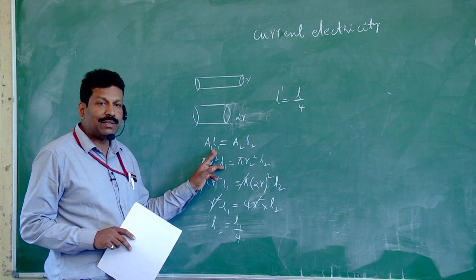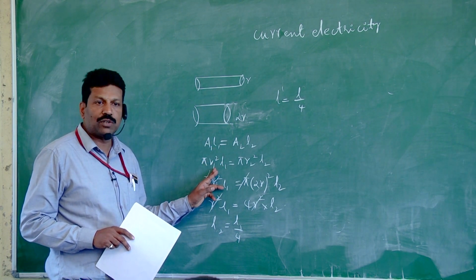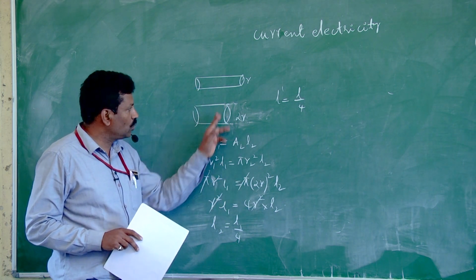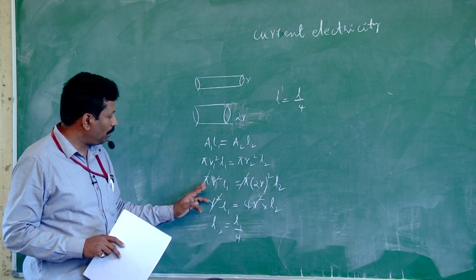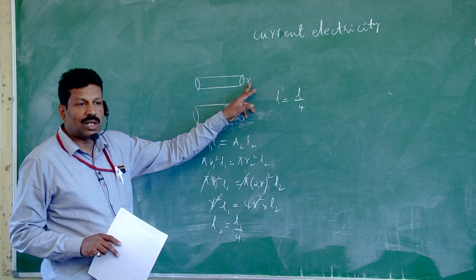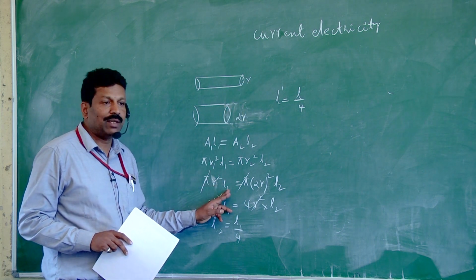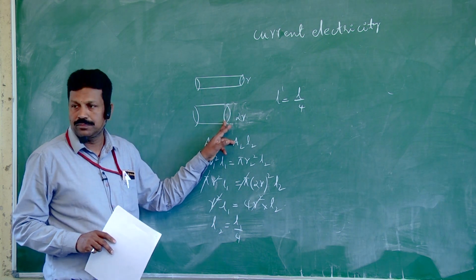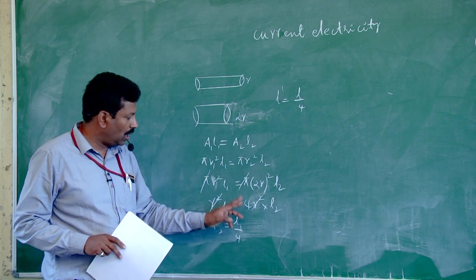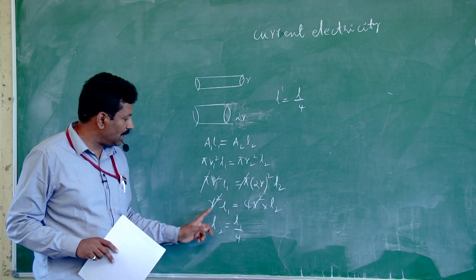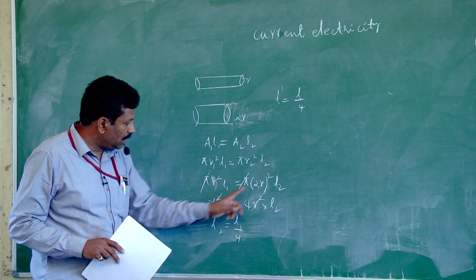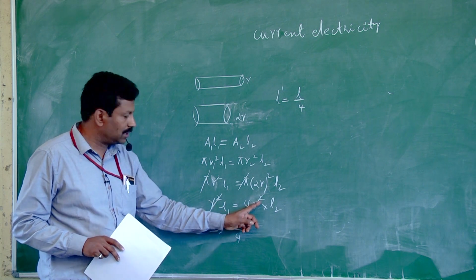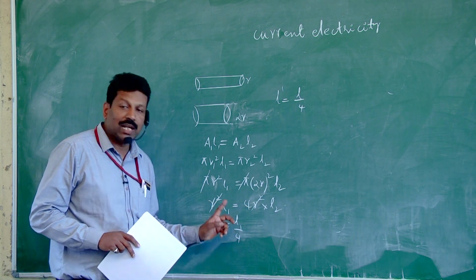First, A1 L1: A1 is pi R1 squared, the area of cross section, so pi R1 squared into L1. Next, this is pi R2 squared into L2. R1 is R, so pi R squared L1, correct? And R2 becomes 2R, so pi (2R) whole squared into L2. So pi cancels. Here it is R squared, and when expanded here it becomes 4R squared. So R squared gets cancelled and we are left with 4. The new length has become L1 by 4.